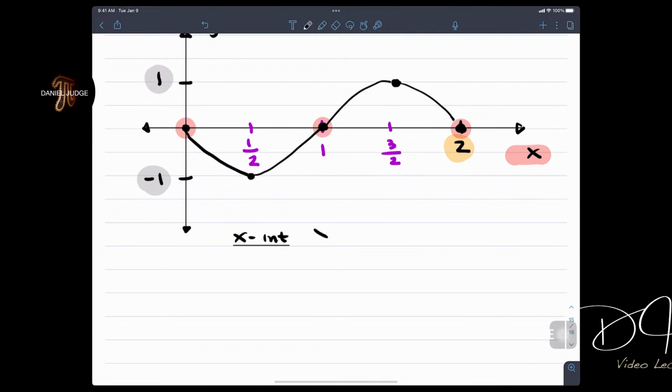That happens when x is 0, because that's the 0 value. It happens when x is 1 and when x is 2. Yes, it has a coordinate x comma 0.